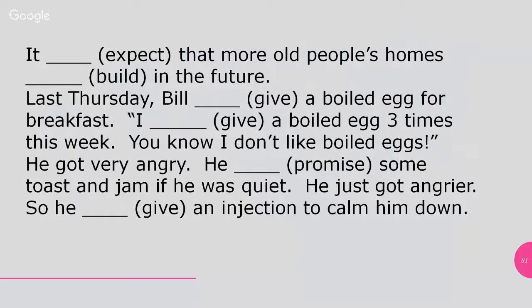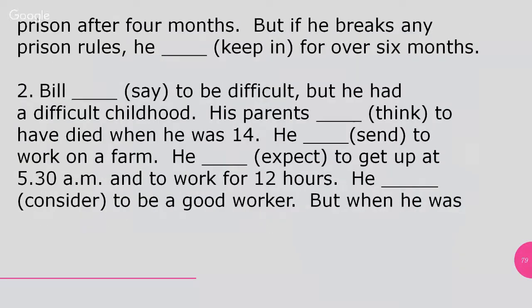Okay, let's try this last one. Bill is said to be difficult, but he had a difficult childhood. His parents were thought to have died when he was 14. He was sent to work on a farm. He was expected to get up at 5:30 a.m. and to work for 12 hours. He was considered to be a good worker.